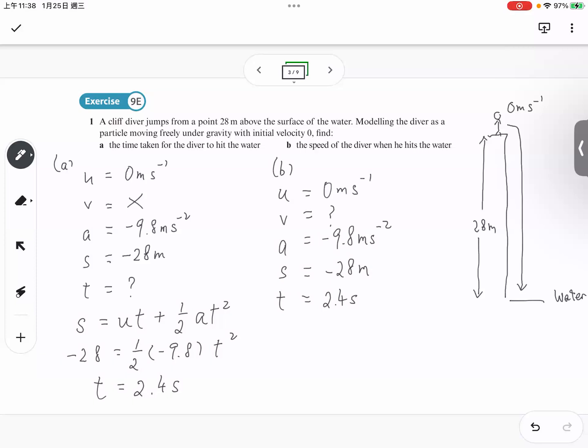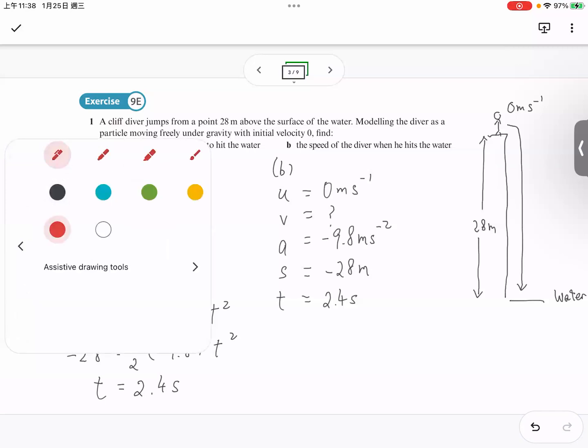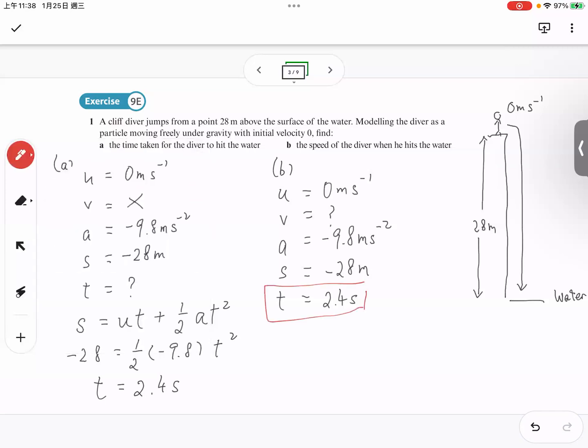This time I'm going to find V, but I suggest that you do not use T here. You have two reasons for this. Number one, because this one is calculated by us, we are not sure in your examination whether you get it correct or not. So I will skip this one. I will use the information that is given by others, so we will skip T here. So I will use UVAS to solve this problem.